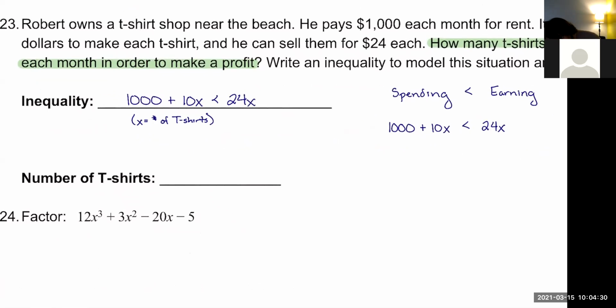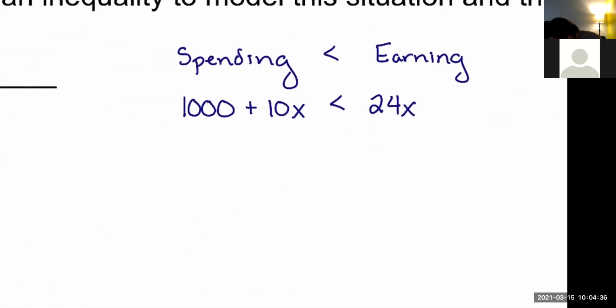Now, we need to solve. So it's an inequality. We solve them real similar to equations. Do you see any parentheses? Nope. Any like terms? Nope. Is the variable on both sides? Yes. Which one would you suggest we move?